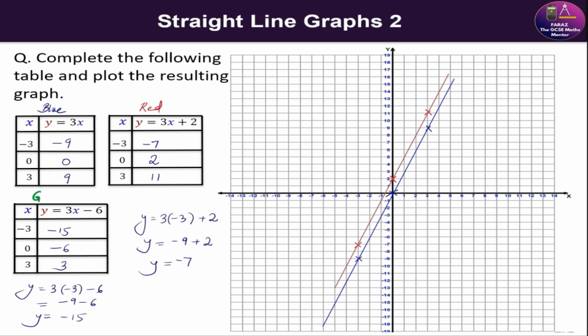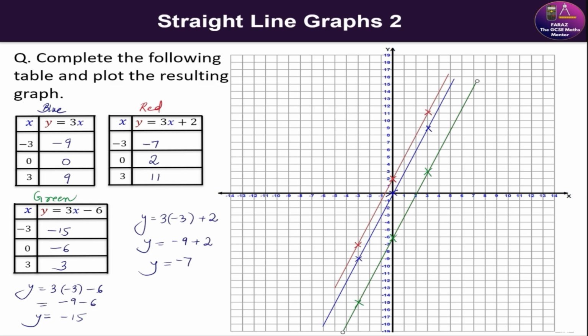Let's draw this one in green. y equals 3x minus 6. So the first coordinate is negative 3 and negative 15. Negative 3 and negative 15, it must be there. And then after this we can say 0 comma negative 6. So 0 comma negative 6 is there. And finally we have 3 comma 3. 3 comma 3, it must be there. Alright, join these coordinates together. So this green line is y equals 3x minus 6.